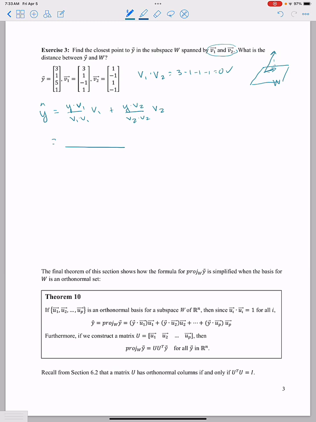So let's look at y dot v1. I'll have 9 plus 1 minus 5 plus 1. V1 dotted with itself is 9 plus 1 plus 1 plus 1, times v1, plus y dot v2. So I have 3 minus 1 plus 5 minus 1 over 1 plus 1 plus 1 plus 1.